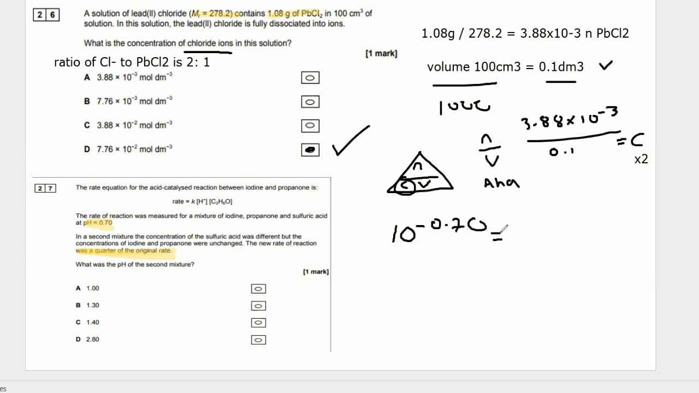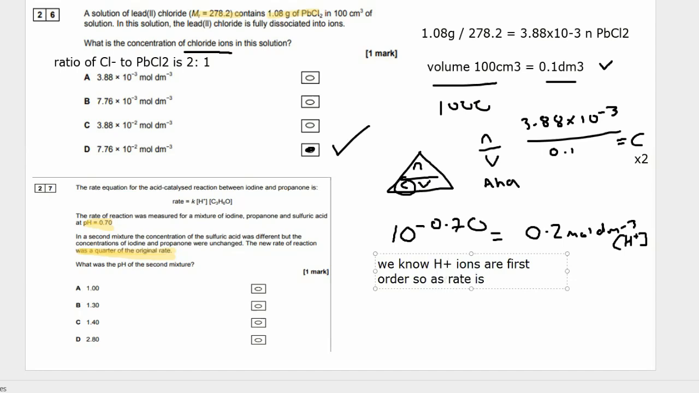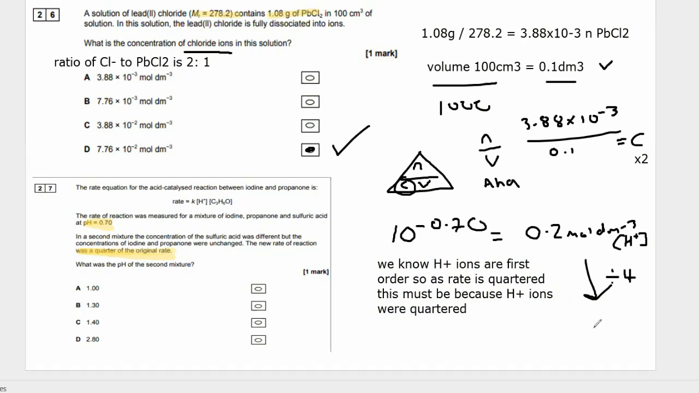Well, we can tell, first of all, let's work out what the initial hydrogen ion concentration must have been. So what we're going to do is 10 to the minus 0.70 to turn the pH into the hydrogen ions. So the hydrogen ions initially were 0.2 mole per decimeter cubed. That was the hydrogen ion concentration. Now we know they're first order because there's no number outside the square brackets in the rate equation. So if you've quartered the rate, it must be because you quartered the hydrogen ion concentration. It has a directly proportional relationship to rate when it's first order. So after it's been quartered, it must be 0.05 moles per decimeter cubed hydrogen ion concentration.